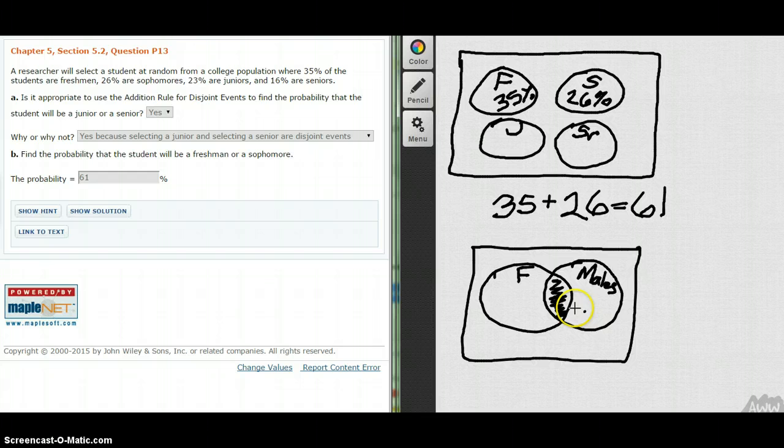If we have any intersection like this, how would we calculate the probability of being either freshman or male? What we would do is take the total probability for freshmen plus the total probability for male. Notice that we double counted this, so we would subtract out that intersection. But in the case of this problem, we don't have any intersection, so we don't have to subtract anything out.